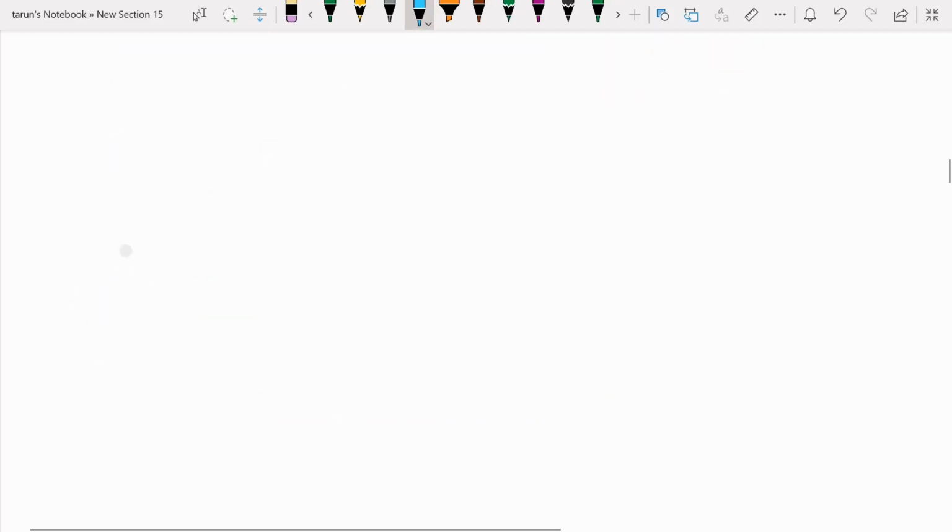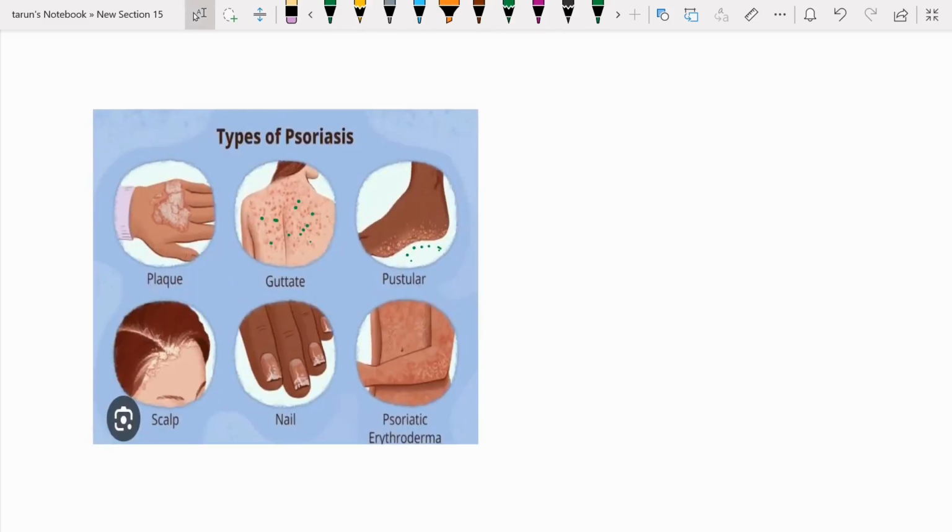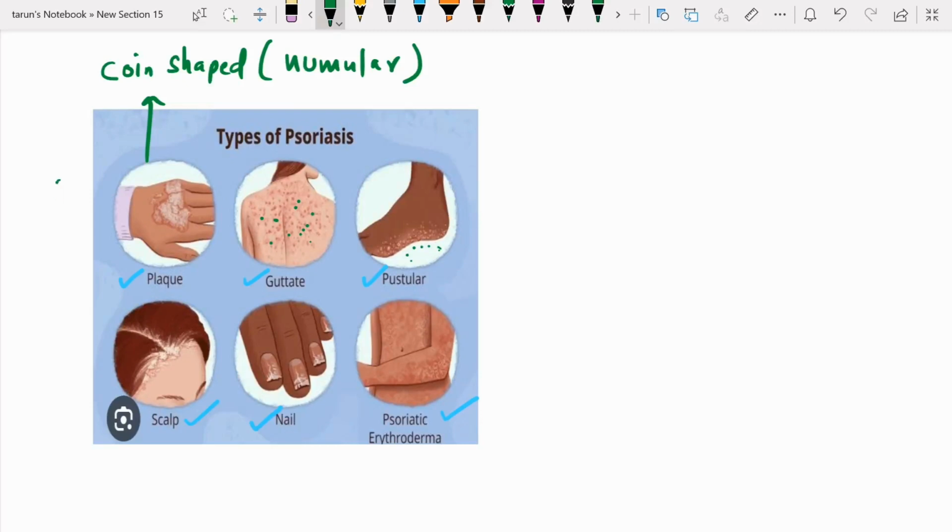Now we'll see the types of psoriasis. Here we can see the types: plaque psoriasis, guttate psoriasis, pustular psoriasis, scalp psoriasis, nail psoriasis, and psoriatic erythroderma. Plaque psoriasis is the commonest type, and here we will find coin-shaped or nummular lesions. So it is the commonest variety.